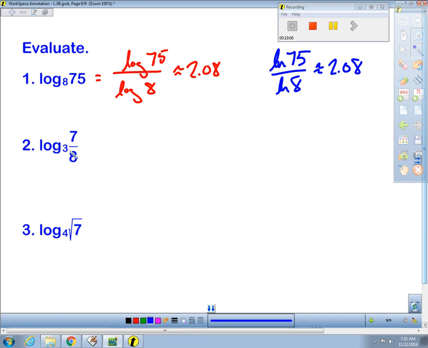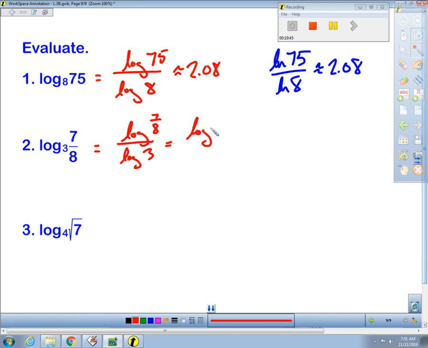Okay, how about the log base 3 of 7/8? Change the base for simplicity's sake. I'm just going to do the common log, log base 10. All right, what am I taking the log of? The log of 7/8 over the log of 3. I can type it in my calculator just like that. Or if I want, I can realize I have a quotient, which I can switch to a difference. You can type that in your calculator.